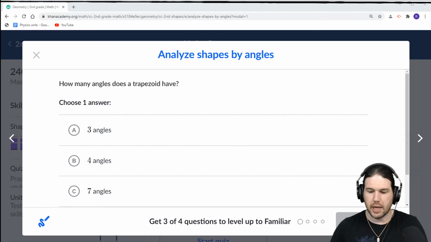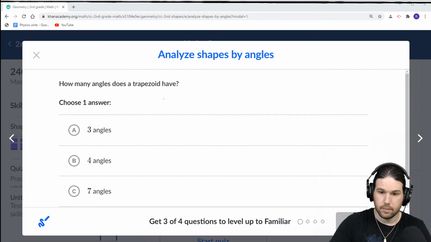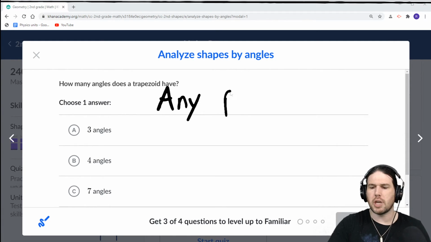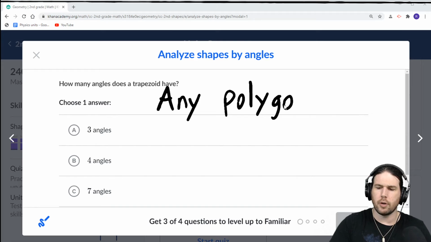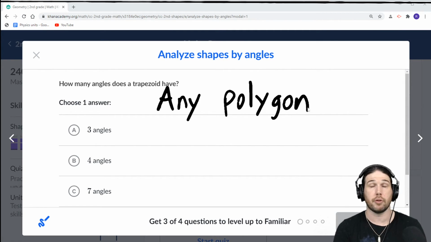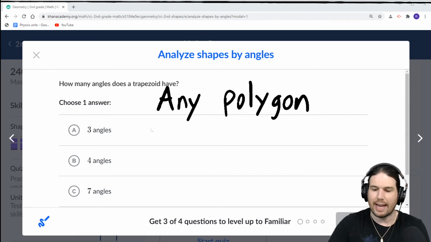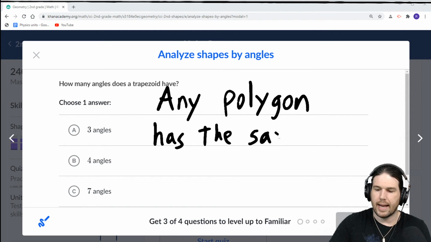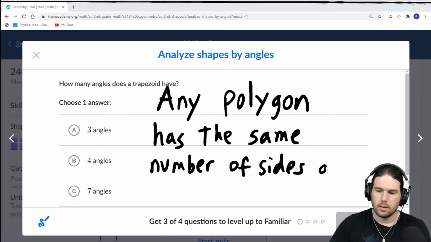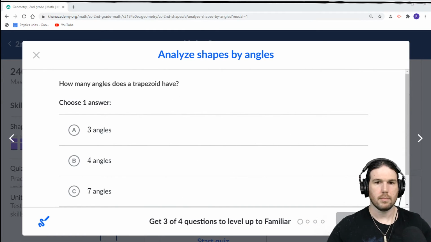Okay? Any shape, and we're going to call these shapes polygons, although I don't know if that wording is going to be introduced in 2nd grade. But I'm specifically talking about polygons. And it will always have the same number of sides as angles. Or as corners. Let's keep going.